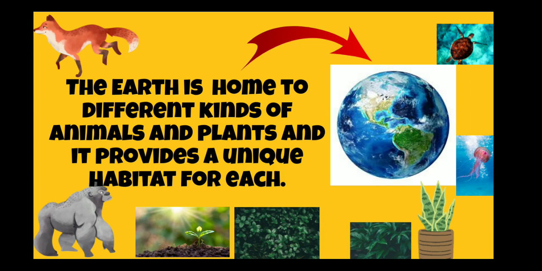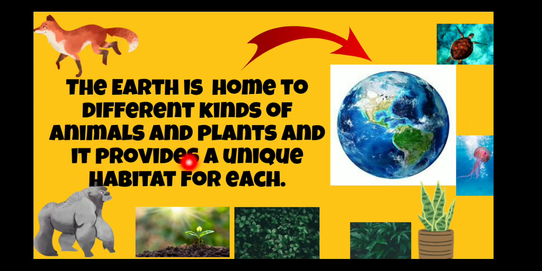The earth is home to different kinds of animals and plants, and it provides a unique habitat for each. So you can see that a turtle lives in the ocean, a tortoise lives close to the pond, and here you can see fish which live in the ocean. Plants' needs are different, and they need different places to grow in. And here, gorilla and fox need a different kind of habitat.